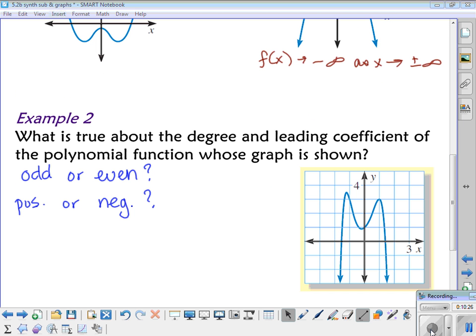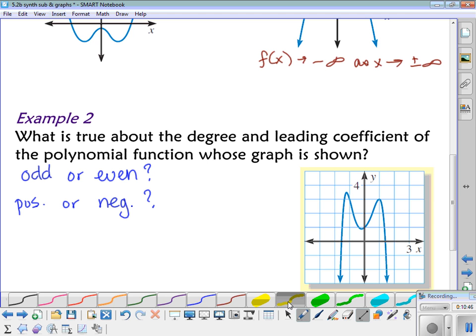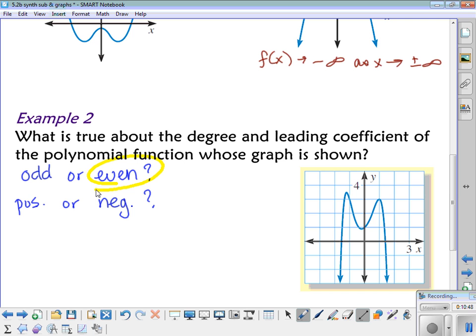All right, so if we look at example 2, it says, what is true about the degree and the leading coefficient of the polynomial whose graph is shown? So basically all they're saying is, is it an odd degree or an even degree, and is it positive or negative? So what do you guys think, odd or even? Even, right? Because both sides are going down. So this one is even. And positive or negative? Negative, because both sides are going down.